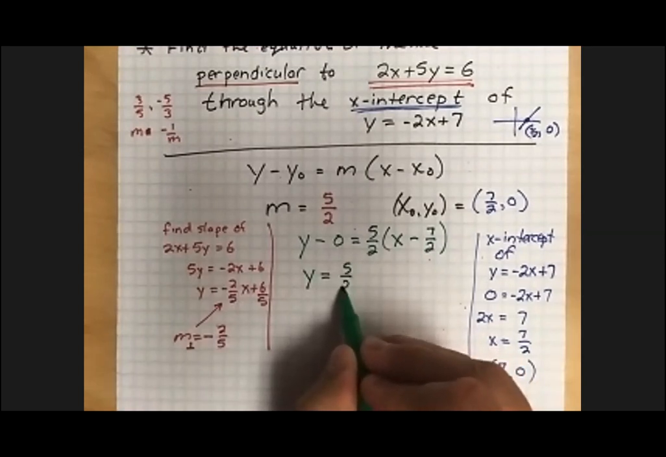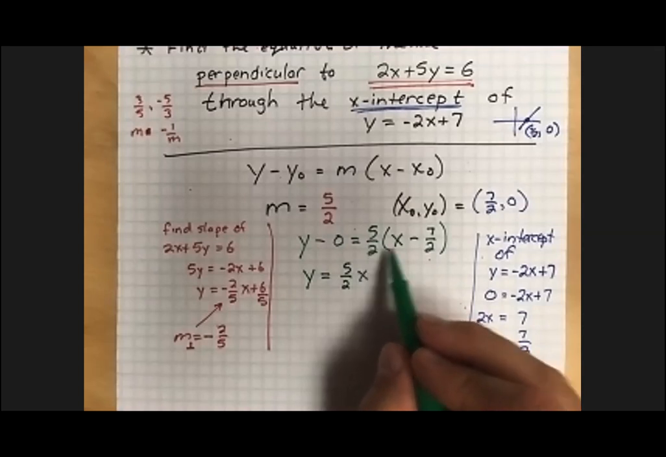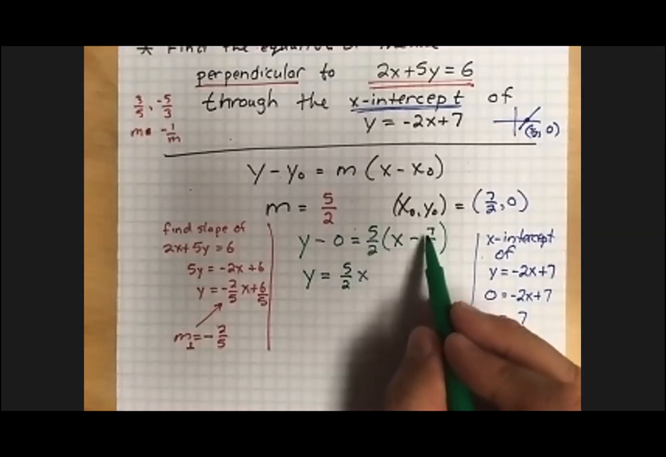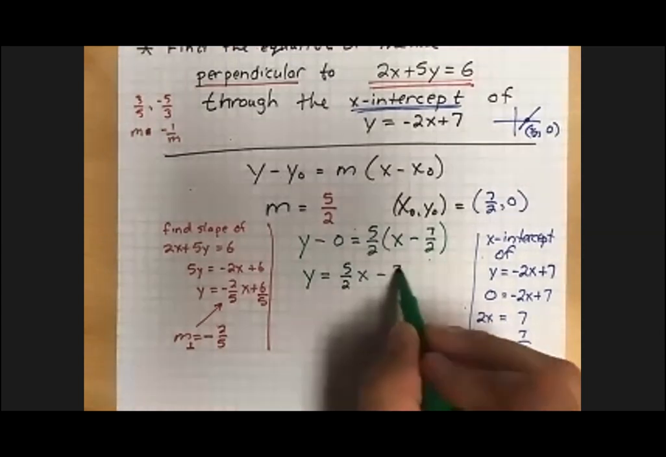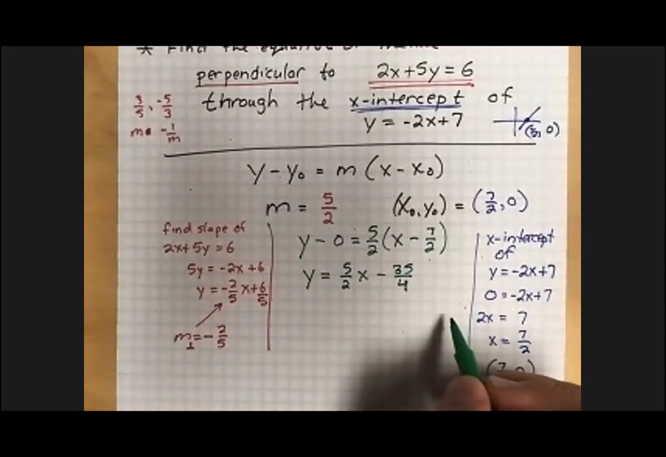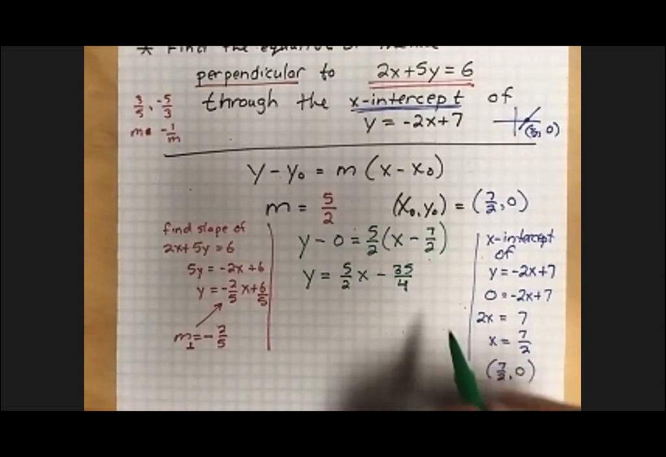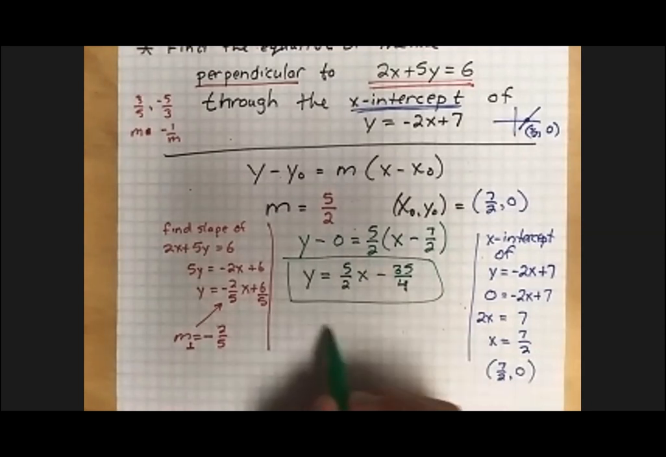5/2 x. And now 5/2 times minus 7/2, multiply numerator, denominator, minus 35/4. Now, I want to take that line just as it is. That's slope-intercept form.